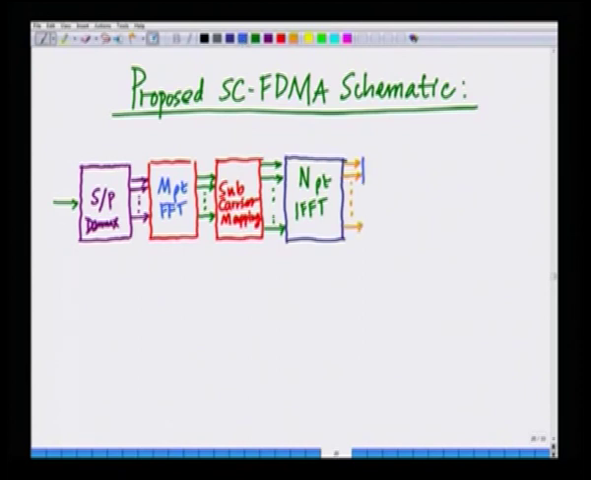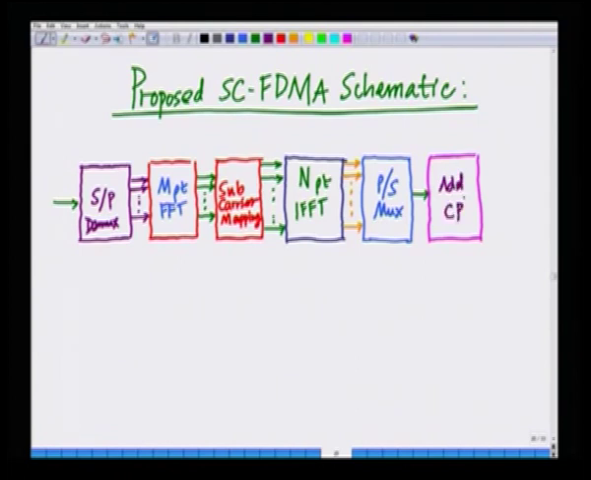The rest is exactly like we had earlier. Out of this N point IFFT, I will serialize it, that is, I will convert from parallel to serial, which is a multiplexing operation. Once I multiplex these signals, I will then add the cyclic prefix and transmit these samples.